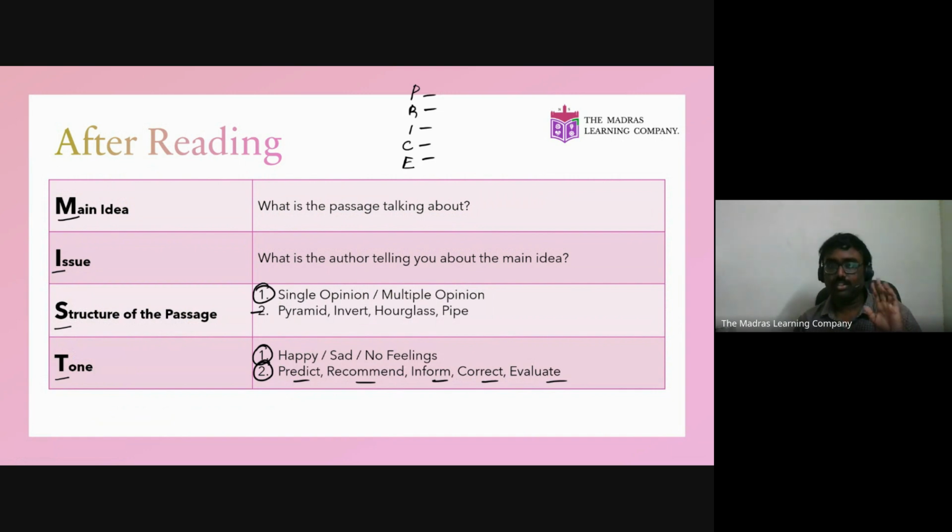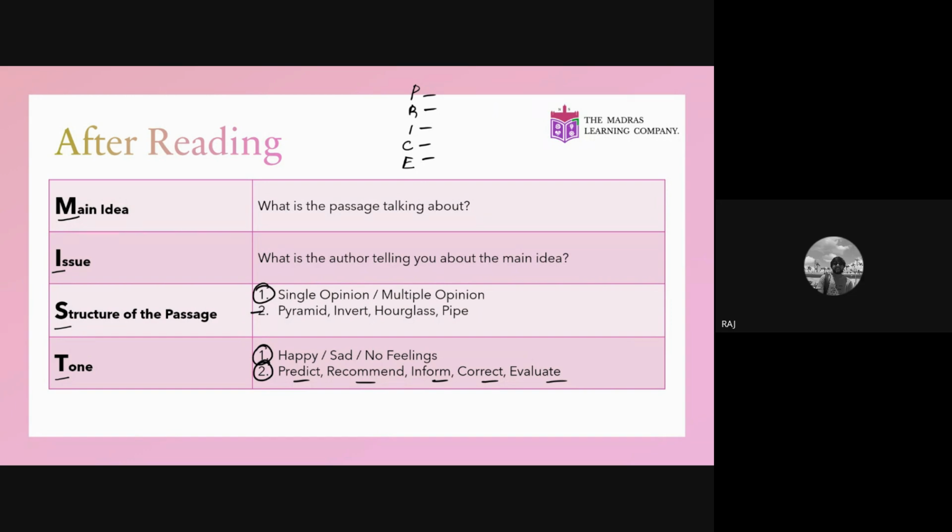So ask yourself these questions. Main idea: what is the central idea? What's the author telling you about the main idea? What is the structure? Does it have a single opinion or multiple opinions? And where is that opinion? Is it in the beginning? Is it in the middle? Is it all throughout? That kind of thing. And tone: is the author happy, sad, or are there no feelings? And what is he trying to do in the passage? Okay. Any questions here?